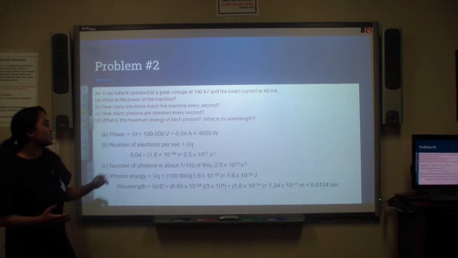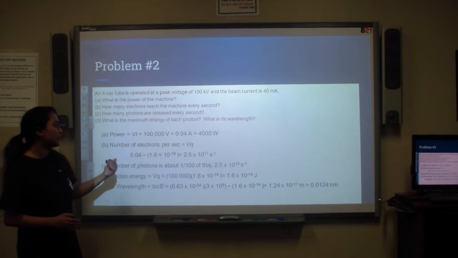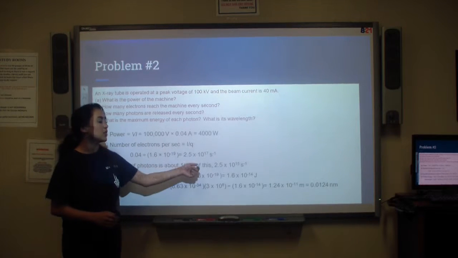And the current is 0.04 amps. So in order to find power, we multiply the volts times amps, which gives us 4,000 watts.